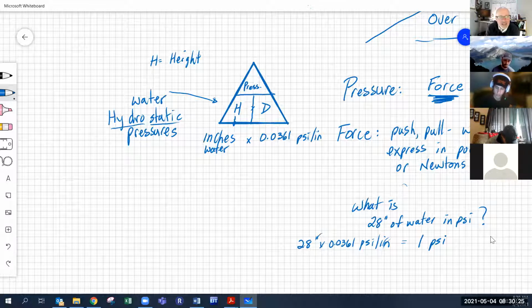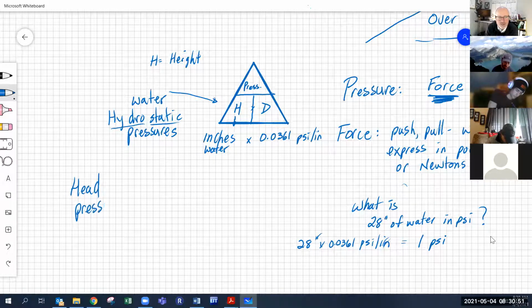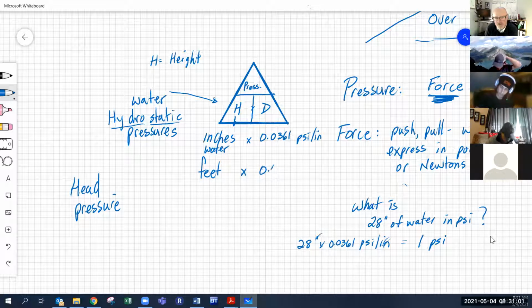So we actually don't use a lot of inches of water column. We will if we're measuring very small pressures like gas pressures. And you will learn a lot more about gas pressures next year, in third year when you do gas theory. We usually talk about head pressure, and head pressure is all about feet. So if I'm talking about feet of water, I will use a density of 0.433 PSI per foot. And this is how we calculate head pressure.